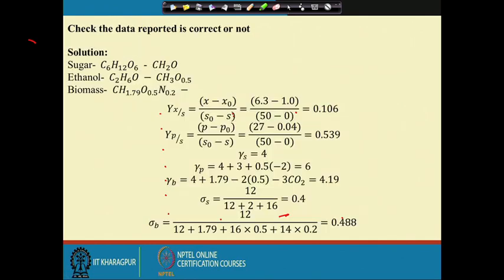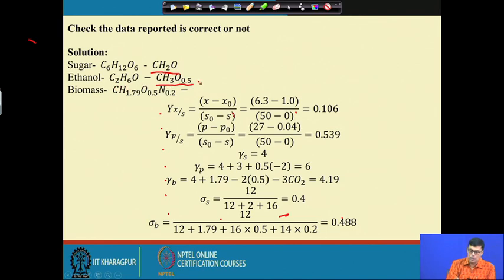Now, what we can do first is that this is the substrate, the glucose, which is converted. If we consider glucose per gram atom of carbon, this is CH2O, you know that. Ethanol is C2H6O, which we can write as CH3O0.5, and the average biomass composition is reported, which we can take into account. So now from the experimental results we can find out.